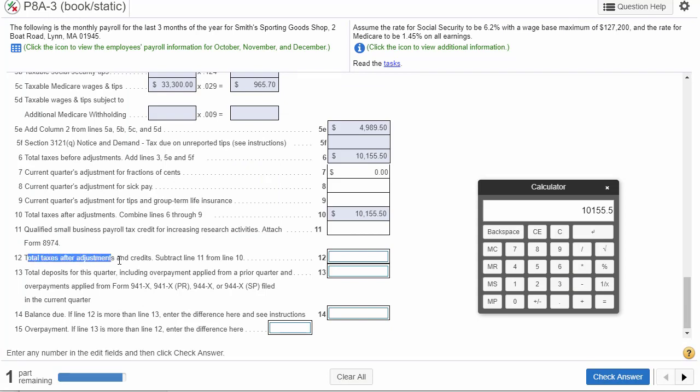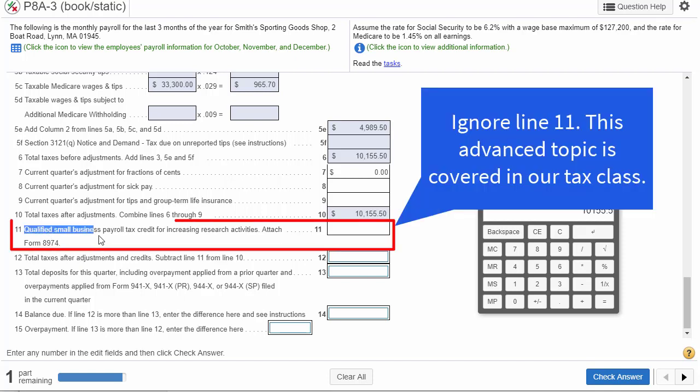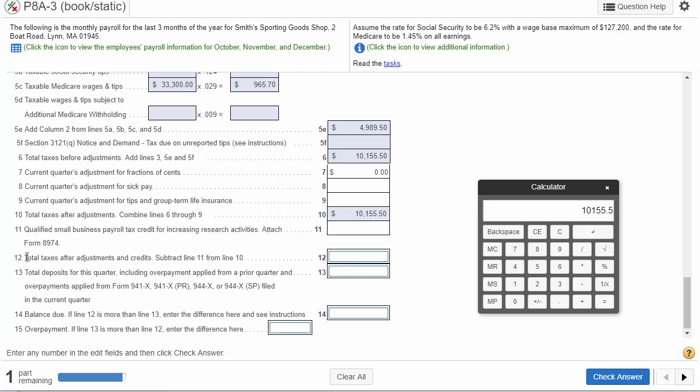Line 12, total taxes after adjustments. Subtract line 11. Oops, I skipped line 11. Line 11, qualified small business payroll tax credit for increasing research activities. That's an advanced topic for the tax class, so we're going to leave that blank. They give us no information about that in this problem. So line 12, total taxes after adjustments and credits. Subtract line 11, 0, from line 10.